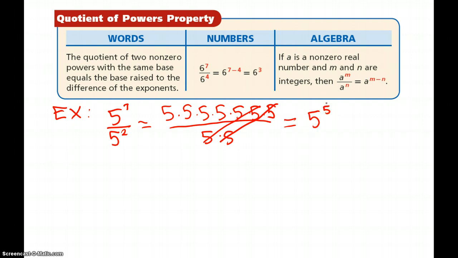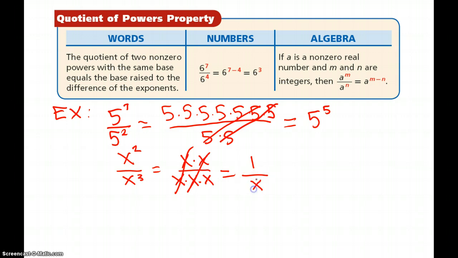So, the other way I could do it, here's another example. I could do x squared over x to the 3rd. We know that this means x times x. We know that this means x times x times x. So we're going to have these two cancel. We're going to have one x left over, and it's going to be on the bottom.